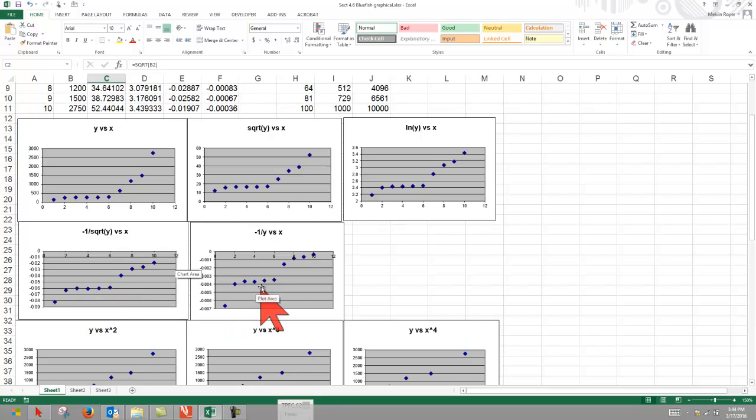And if I went one more rung on the ladder, replacing y by minus 1 over y, now I have a graph that I would clearly label as concave down. In other words, I've gone too far. My original data was concave up, now it's concave down. I'm trying to get zero concavity. So along the way, there must have been a best point, and that might be here with minus 1 over square root y versus x.